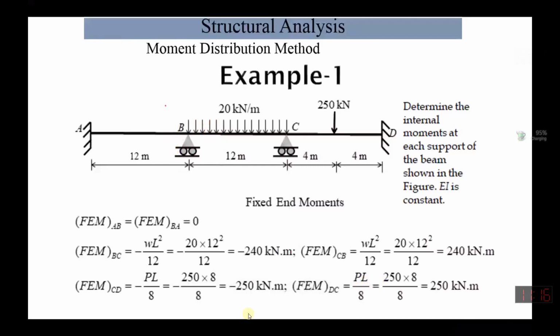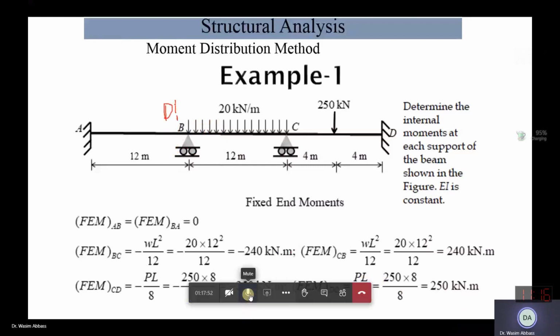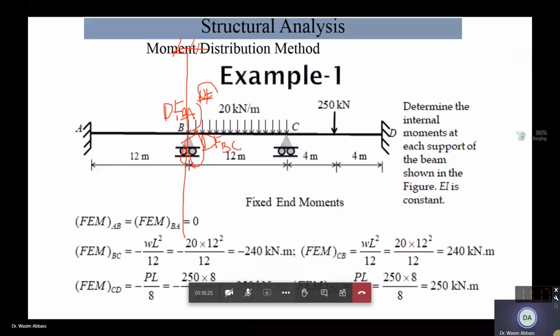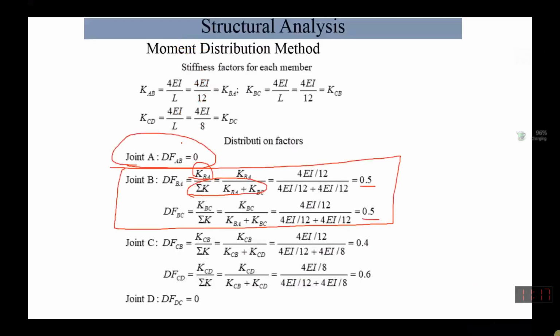BA and BC. Distribution factor BA and distribution factor BC. Let's say there is one more member like this. Then there should be one more distribution factor. Clear? Yes, sir. If there is one more member, you will use one more distribution factor. But remember, the total distribution factor of the joint should be equal to what? 1, sir. 1. Clear?